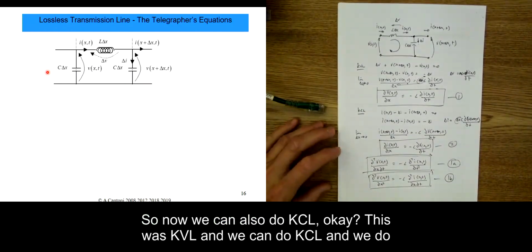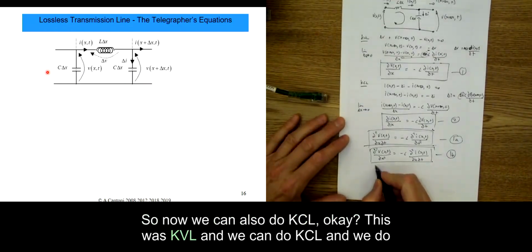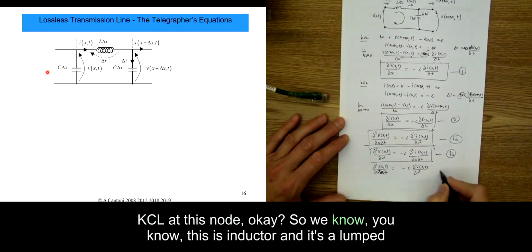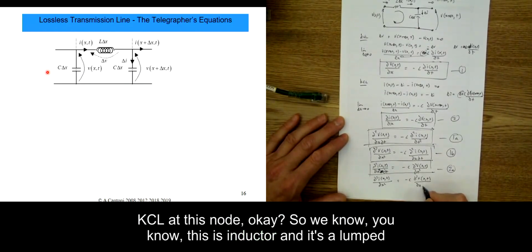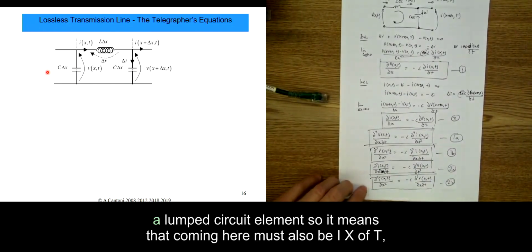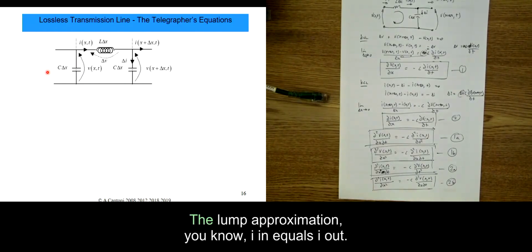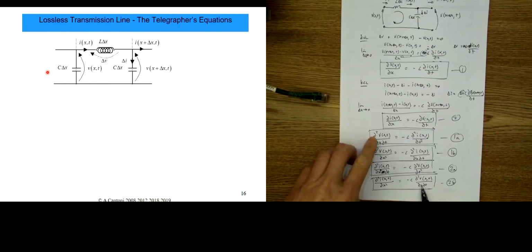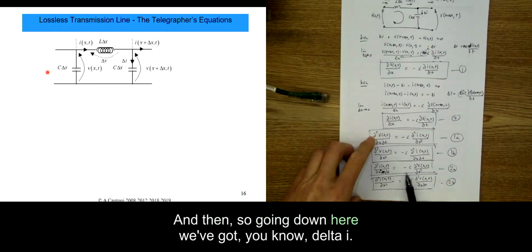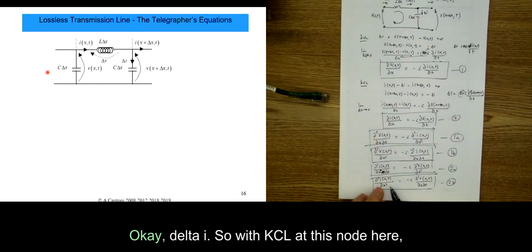Now we can also do KCL. That was KVL, and now we do KCL at this node. This is an inductor and it's a lumped circuit element, so what is coming in here must also be I(x,t), because with a lumped approximation, I in equals I out. And then going down here we've got delta I.